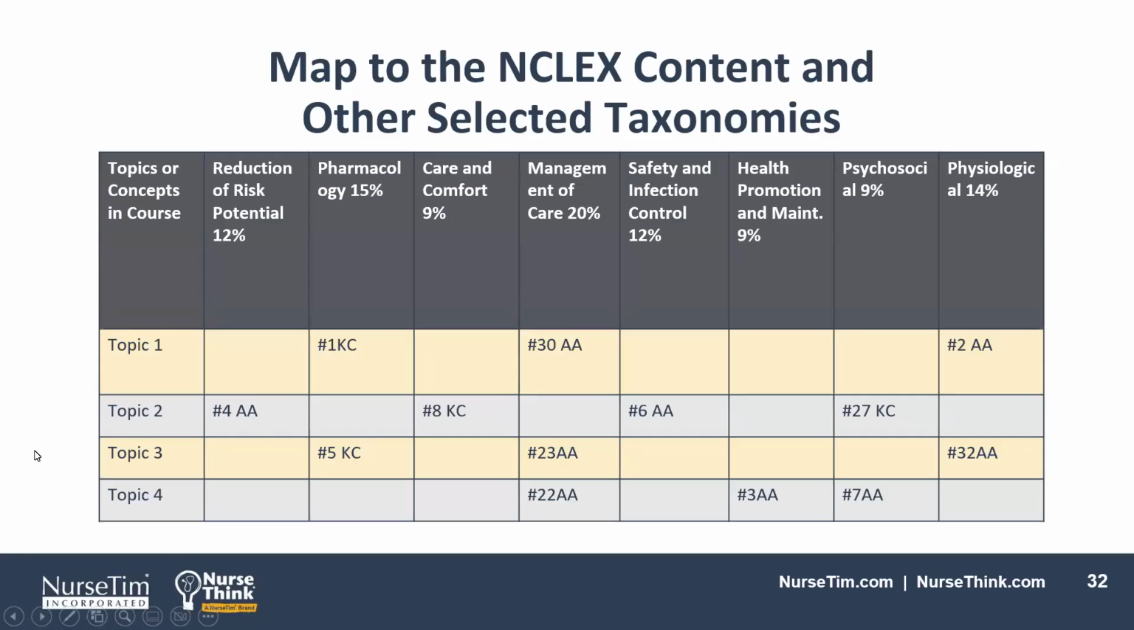Now here's an example of a map to the NCLEX content as well as some other selected taxonomies. So you can see how this starts to grow. We have the topics or the concepts going down the lateral axis, and then we have the National Council areas of care across the top. We've identified now, are these knowledge and comprehension questions or application and analysis questions? So we're starting to build a more complex map in this example. So you see how this starts to come together.